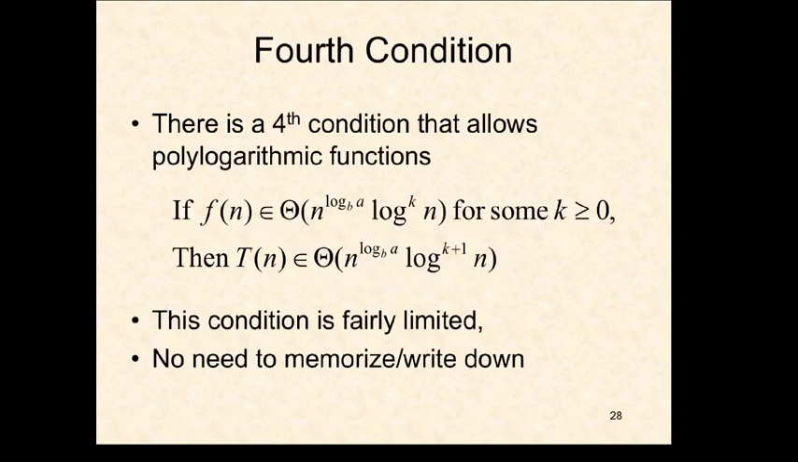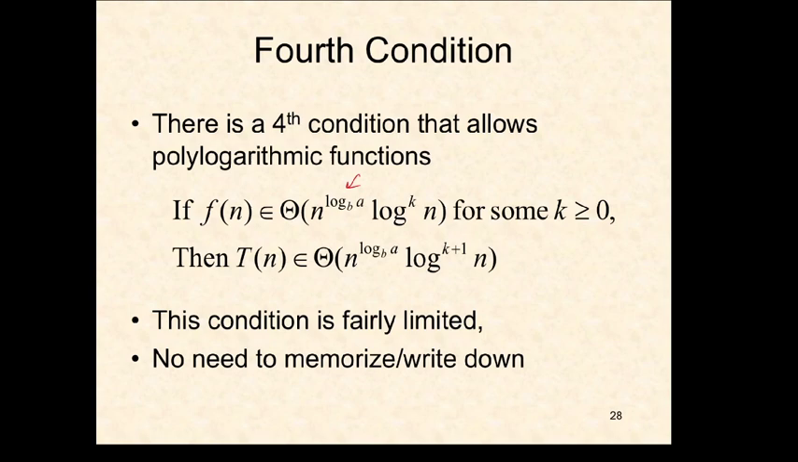So now the fourth condition. The fourth condition is a little bit rare, but it does happen. So the fourth condition says if f of n is of the form big theta n to the log base b of a times log to the k of n for some k. So this is a log power. This is like log of n, that value squared, log of n, that value cubed, etc. K doesn't matter here. What matters is this portion must fit the b and the a that we have from the original equation.